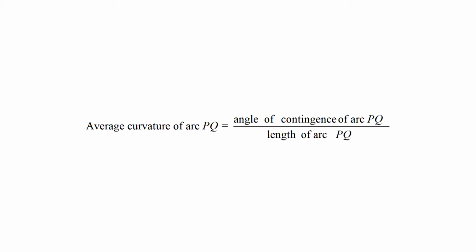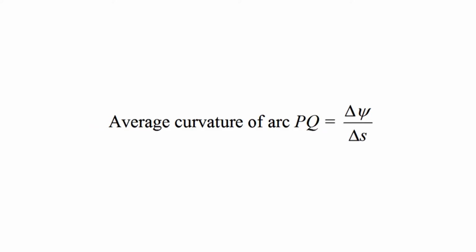We define the ratio of the angle of contingence of the arc PQ by its arc length as the average bending or average curvature of the arc PQ. That is, the average curvature of arc PQ is equal to the ratio of angle of contingence of arc PQ by length of arc PQ. Hence, here the average curvature of arc PQ is equal to delta psi by delta S.